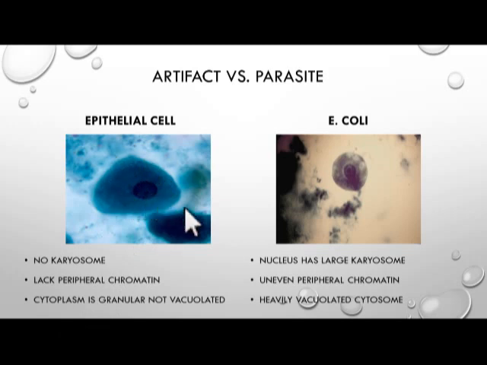So on the right here, the nucleus has a large karyosome. Boom, right there. There's an uneven distribution of peripheral chromatin. And this organism is heavily vacuolated. We can see vacuoles there, there, and possibly there. So those are going to help distinguish E. coli, which is going to be more clinically relevant, even though non-pathogenic, from a very common epithelial cell.